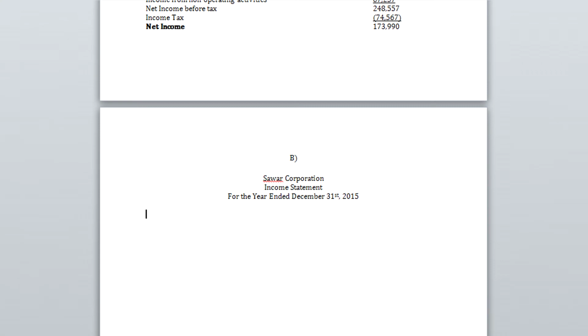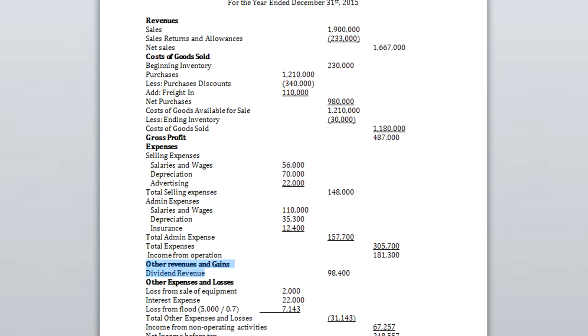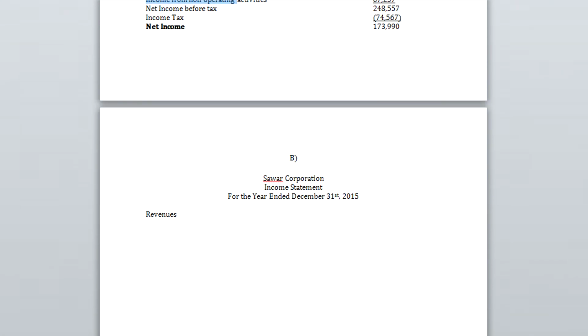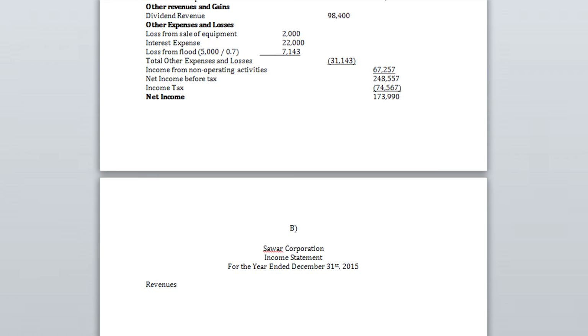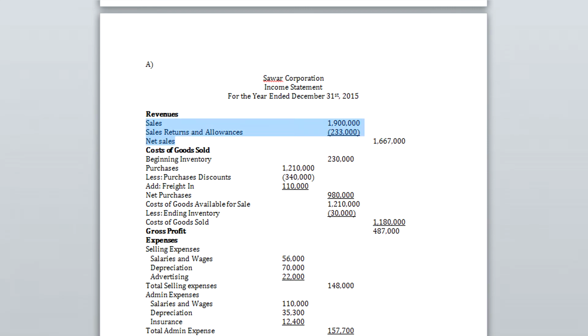Okay, and as always, you always start with revenues. But remember that on the single step statement, unlike the multiple step, which separates the revenues from operating and then non-operating, and separates expenses between operating and non-operating, the single step combines it all. So we just have two sections, our revenues and expenses. And in the revenues, we actually include all of our operating and all of our non-operating revenues right in there, okay? So there's no two separate sections. So this revenue section is actually going to have dividend revenue, and it's going to include net sales.